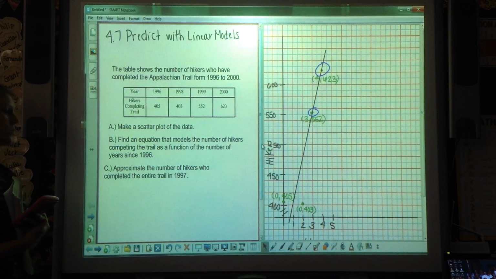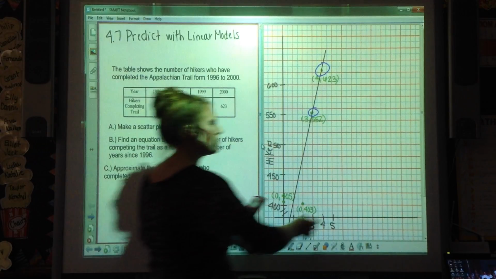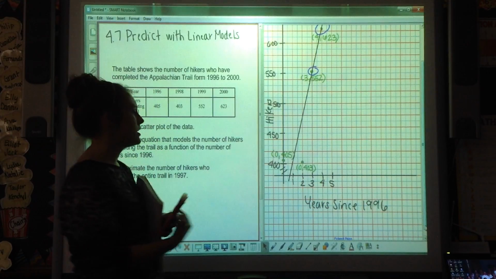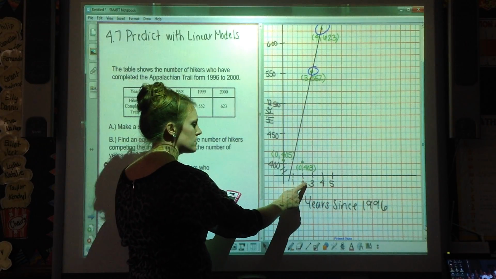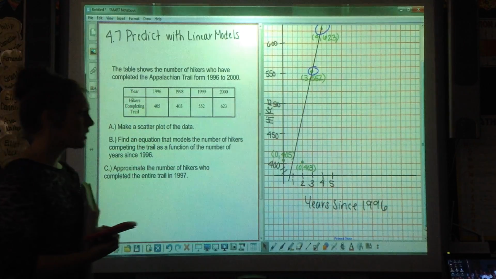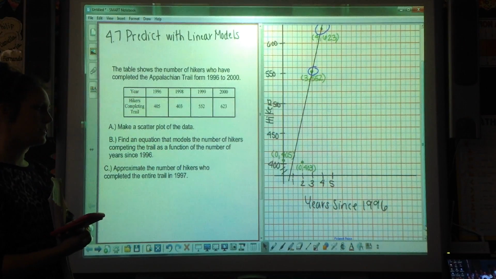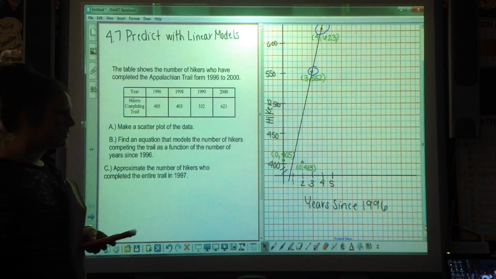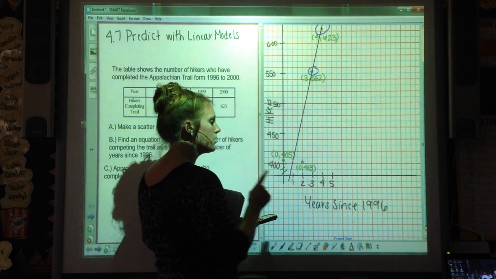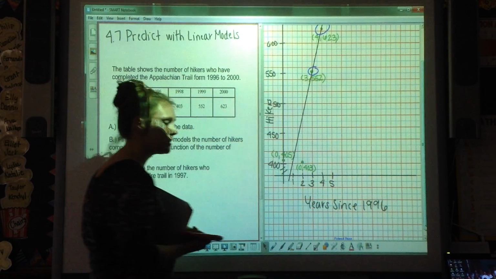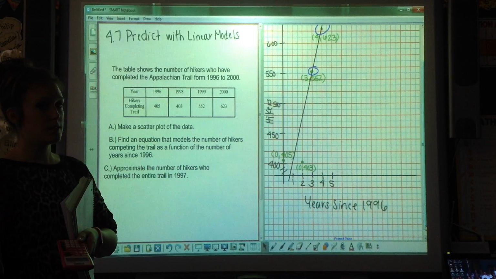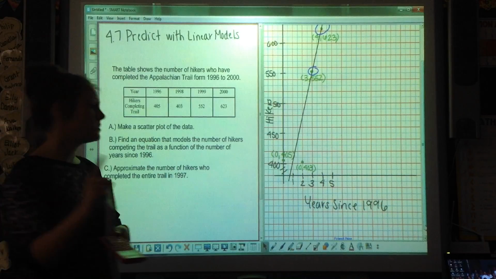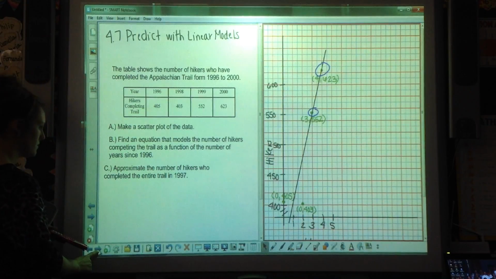Okay, so think this through. Think about the way that we made this graph. When we made this scatter plot, we did not put 1996, 1997, 1998. Instead, we used years since 1996. So you are not going to plug in 1997. Instead, you're going to plug in the years since 1996. The difference between 1996 and 1997 is 1 year. So we're going to plug in 1 into our equation. Let's go back to our equation.